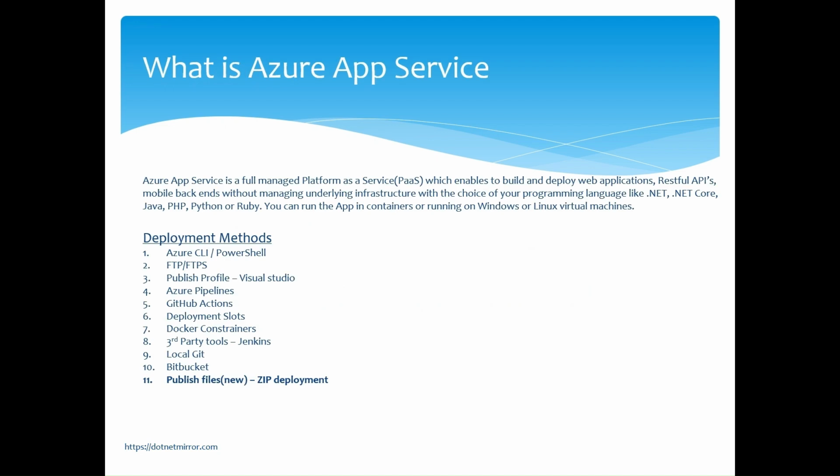Let's understand what an Azure App Service is. Azure App Service is a fully managed platform as a service which enables you to build and deploy your web apps, APIs, or backends without managing any underlying infrastructure. You can use your own language to build your application. It could be .NET, Java, Python. And once you build the application, you have to deploy it to Azure App Service.